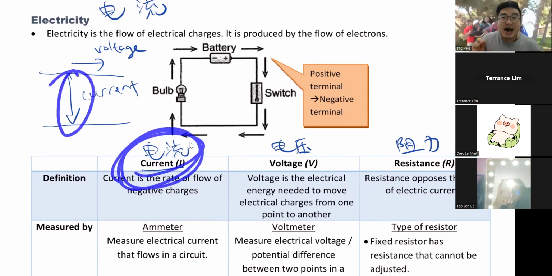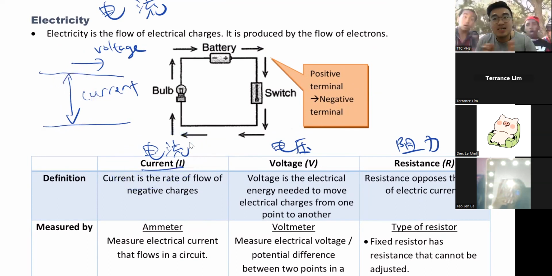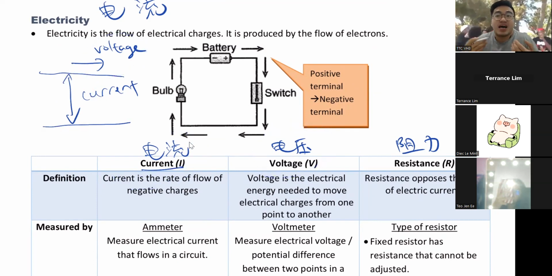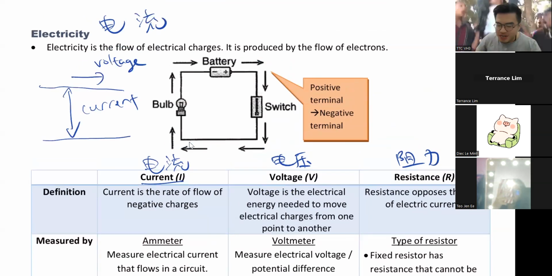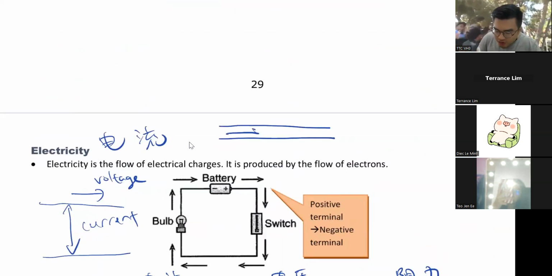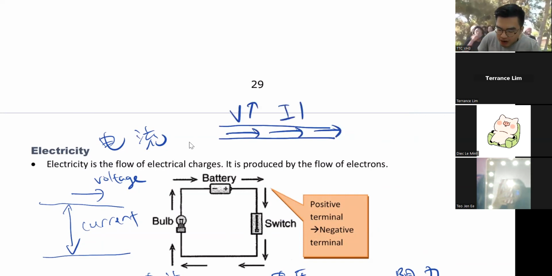This current is how wide the river is. 河流有几宽. This voltage is how fast the river is. 河流有几快. Can you see the difference? Put it this way: if there's a very thin river, but it goes very fast, this is high voltage, low current.